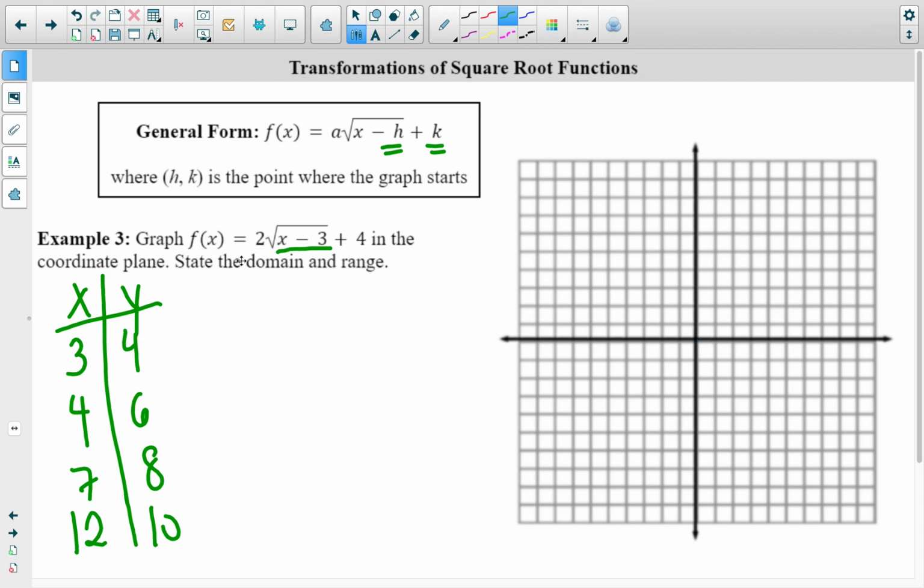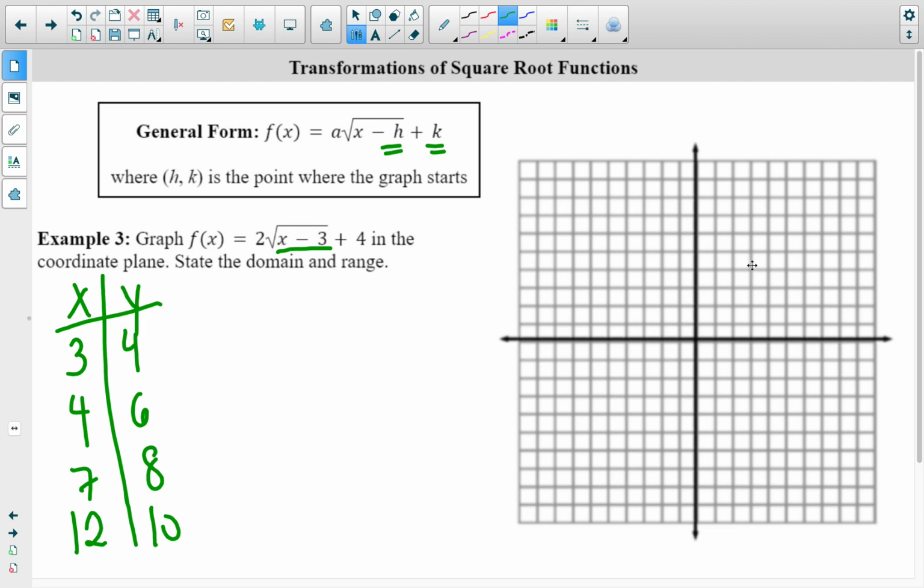Use a calculator or do your order of operations very carefully, okay? Evaluate your square root. So 3 minus 3 is 0. 0 times 2 is 0. 0 plus 4 is 4. Okay, 4 minus 3 is 1. 1 times 2 is 2. 2 plus 4 is 6. So just be very careful when you're evaluating that stuff.